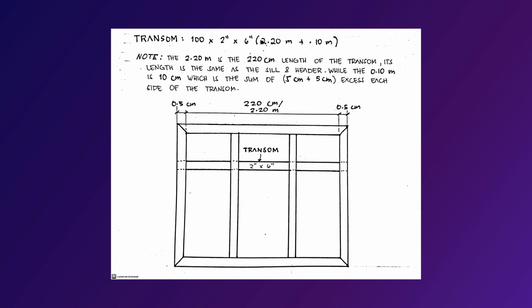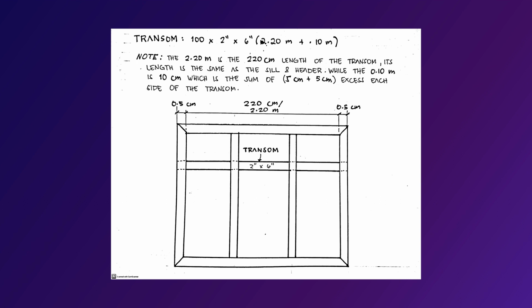So instead of using this one on the book, I did this instead. I fixed the sign and units that seem to be wrong. I hope I get it right and you understand it. I changed the sign from 100 minus 2 inches times 6 inches times 2.20 meters plus 10 meters to 100 times 2 inches times 6 inches times 2.20 meters plus 0.10 meters.